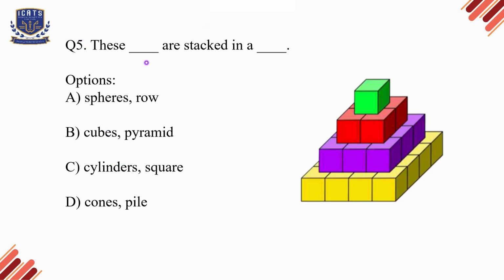Question number 5. These blank are stacked in a blank. The options are: option A is spheres row, option B is cube pyramid, option C is cylinder square, option D is cones pile. Here we can see that this is a pyramid shape made of cubes. So we can select option B and read this sentence as: these cubes are stacked in a pyramid.